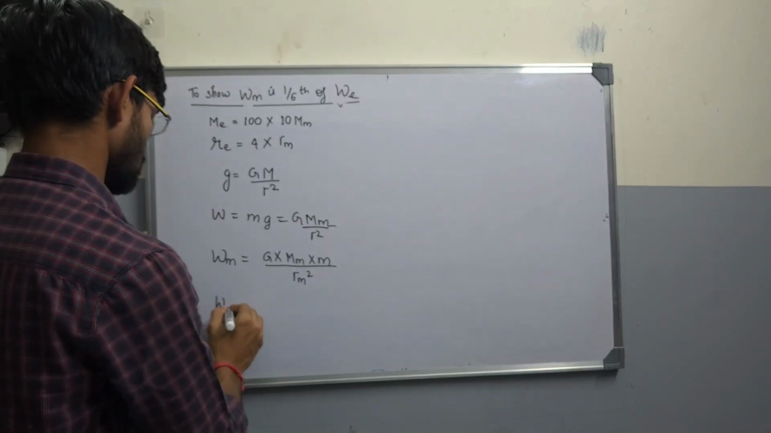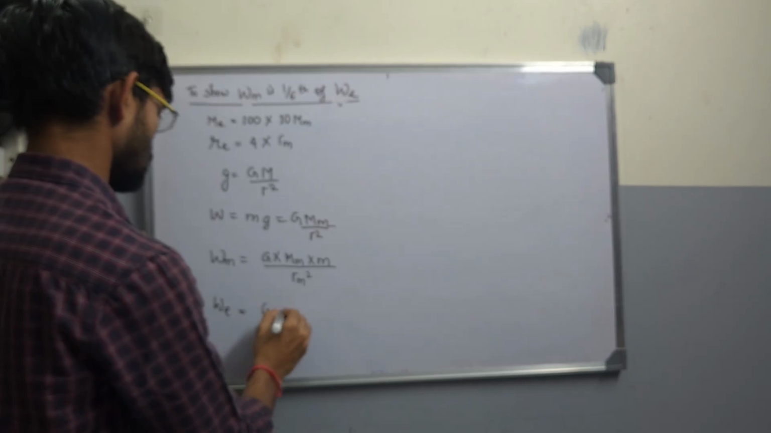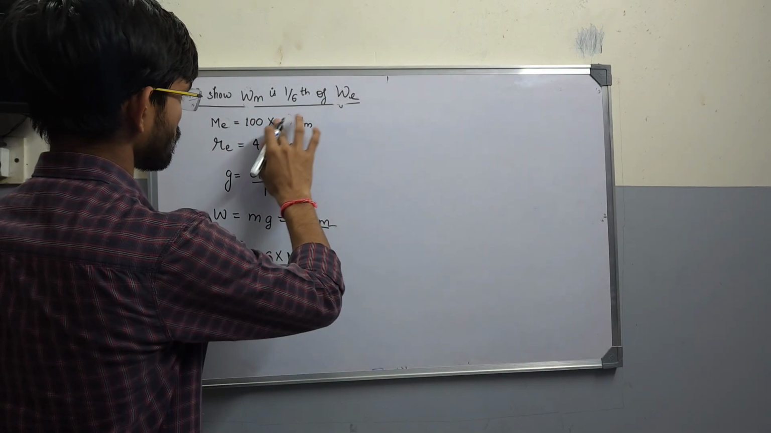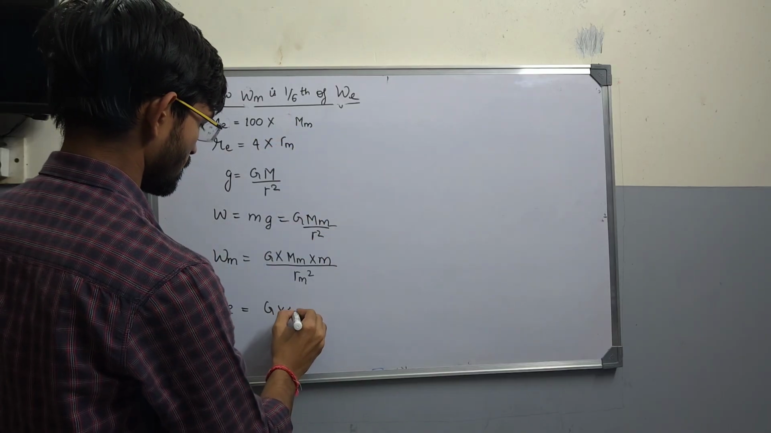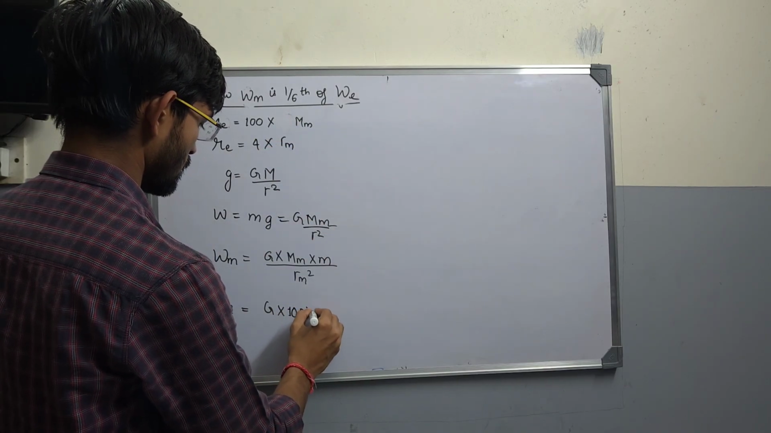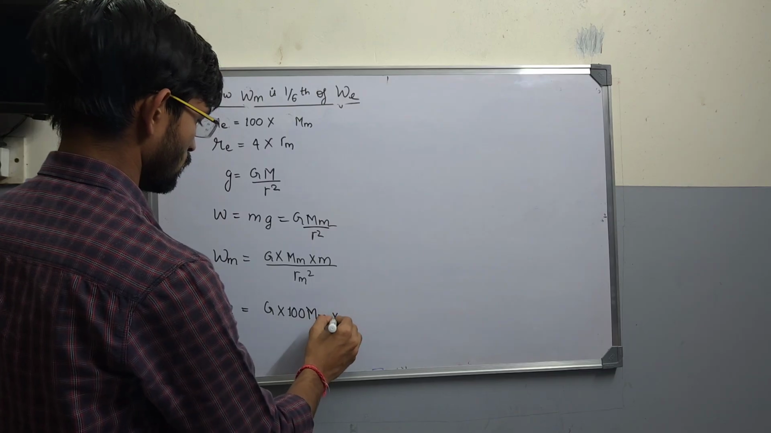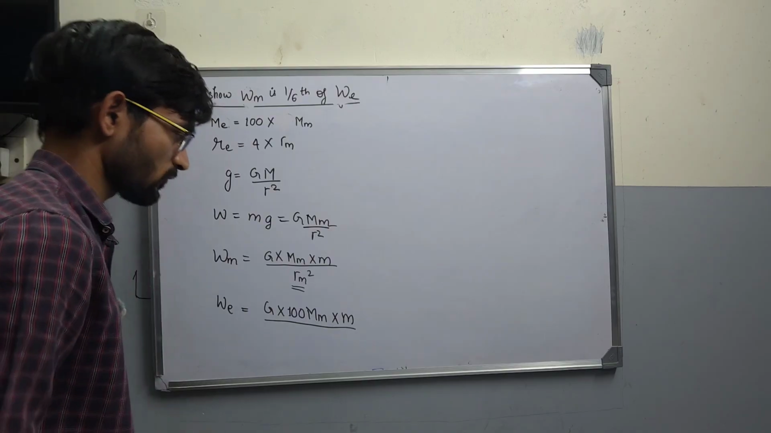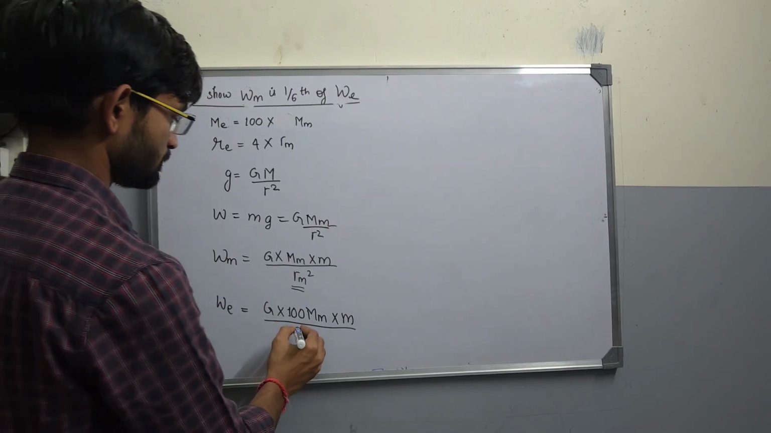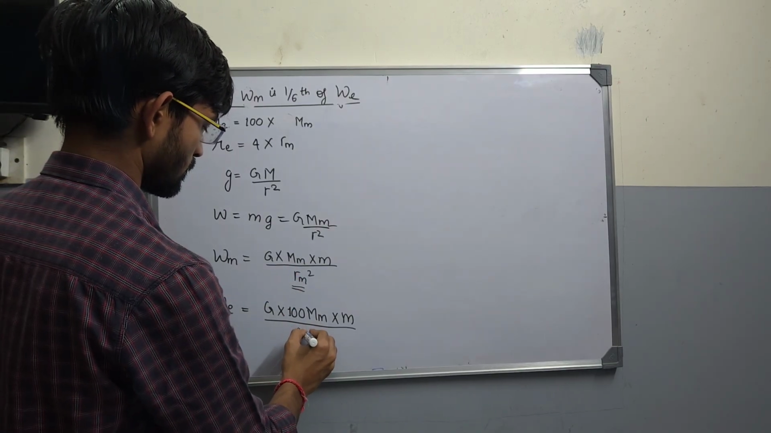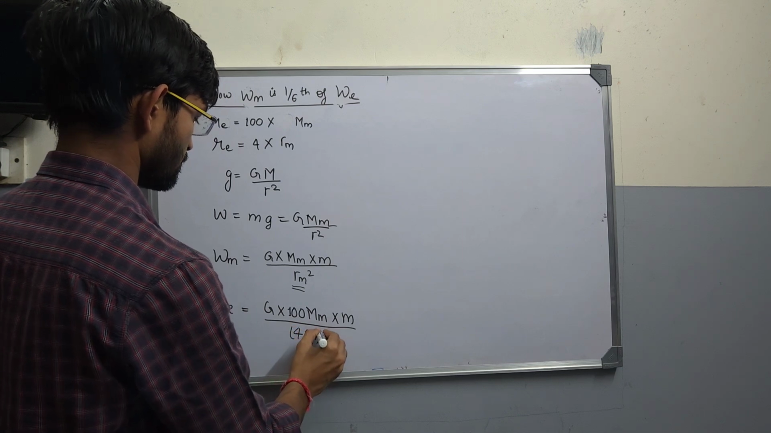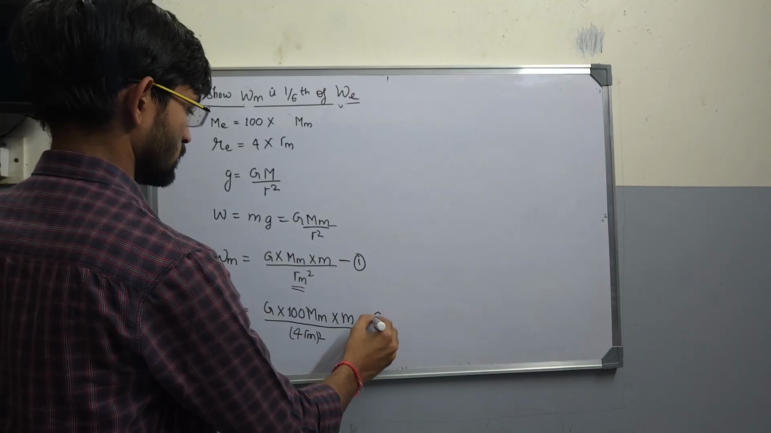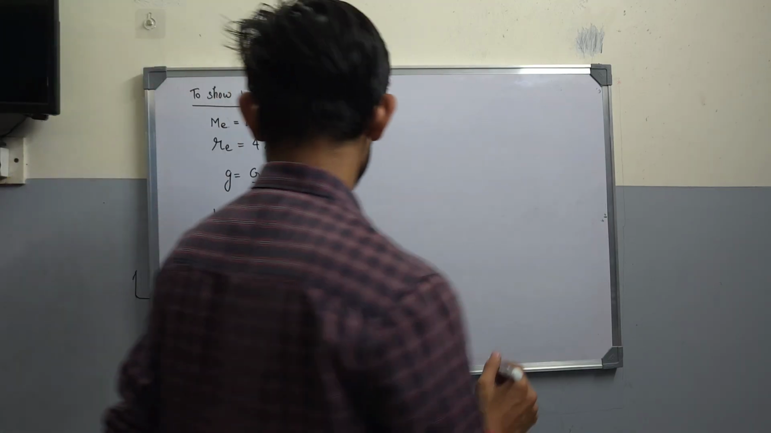Now weight of the body on earth will be G, and I can write mass of earth as 100 into mass of moon, into mass of the body for which we are finding weight, and I can write radius of earth as 4 into radius of moon. Suppose this is equation 1, this is equation 2.